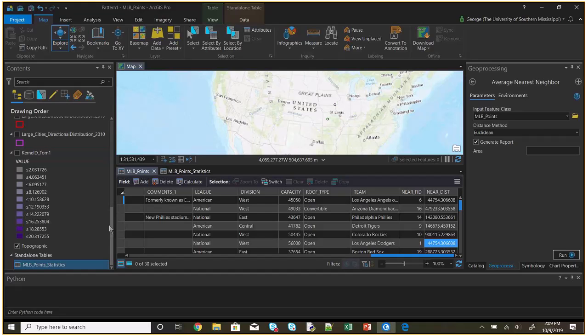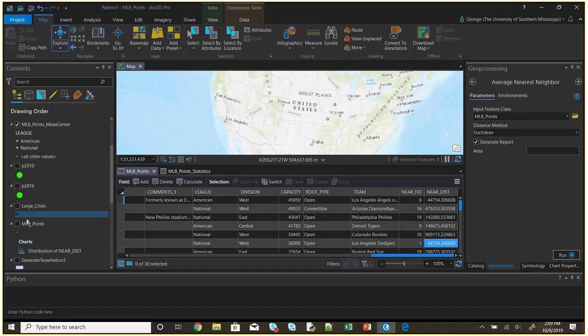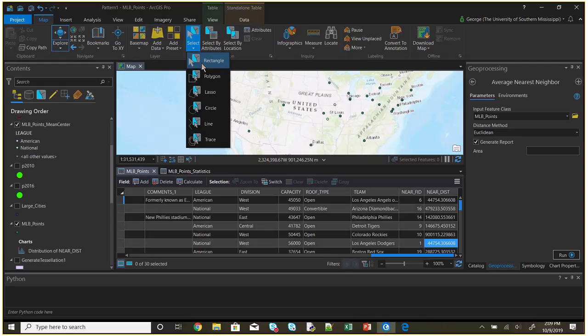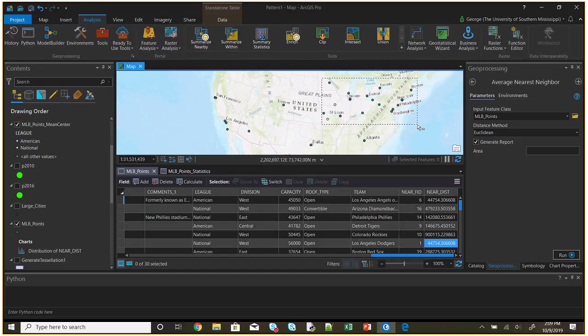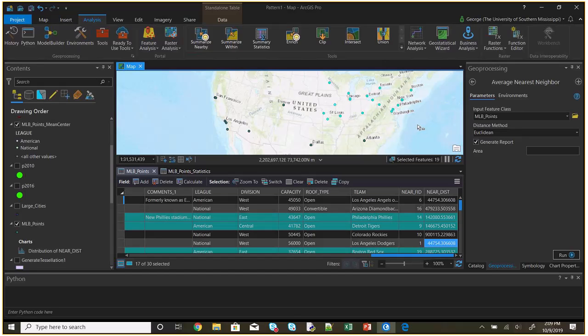All right. So the last thing that I wanted to do is select. Okay, sorry. Go ahead. One more quick question. So the number that it came up with for the average nearest neighbor, that's the average distance between the two nearest baseball stadiums. Yes. The average distance between any two nearest, the two teams that are closest together to each other. Okay, got it.